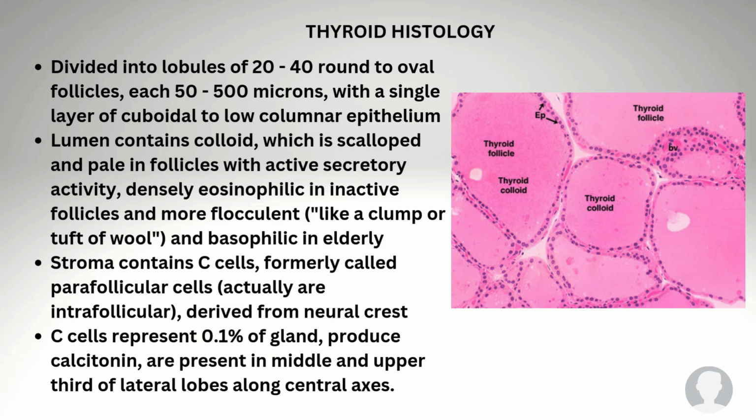The stroma contains C cells, which were earlier called as parafollicular cells, but they are actually intrafollicular cells and are derived from the neural crest. These C cells represent 0.1% of the gland and produce calcitonin, are present in the middle and the upper third of lateral lobes.